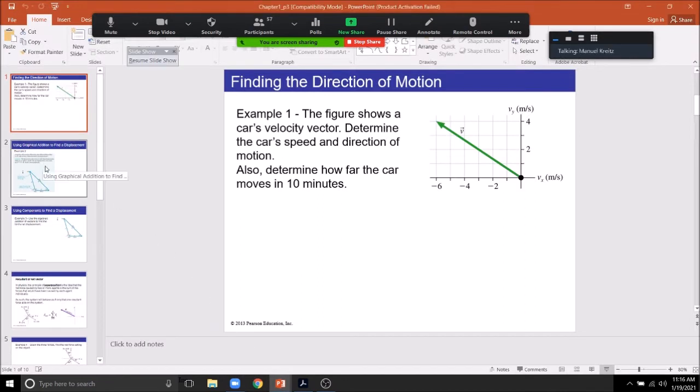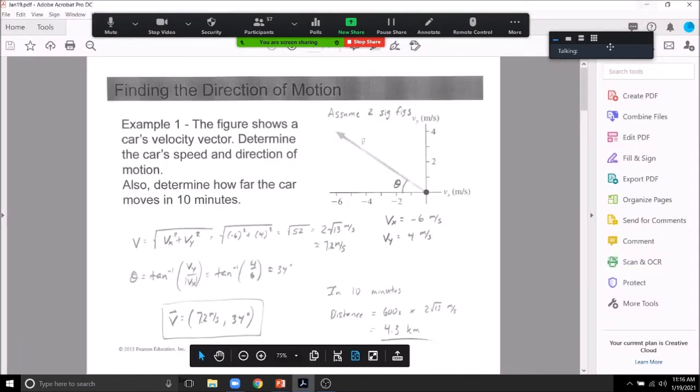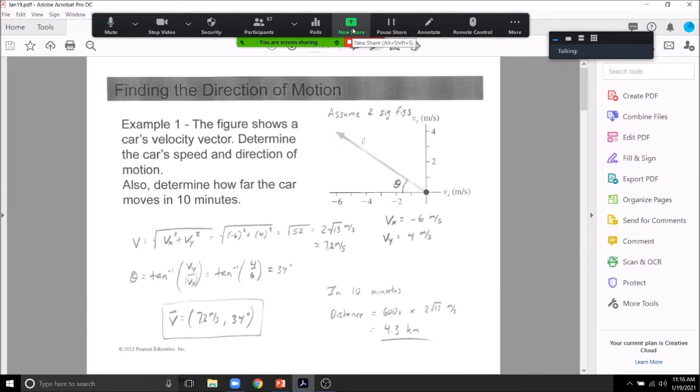All right. So 7.2 would also be the magnitude, right? That's the speed of the car, which would be the magnitude of the velocity vector. That's correct. Okay. Thank you. Yep. Okay, anything else?